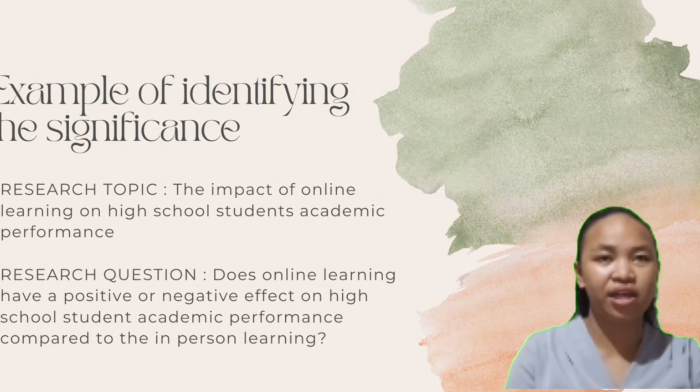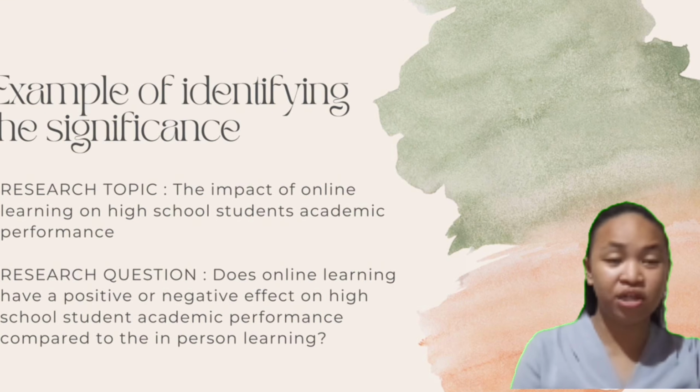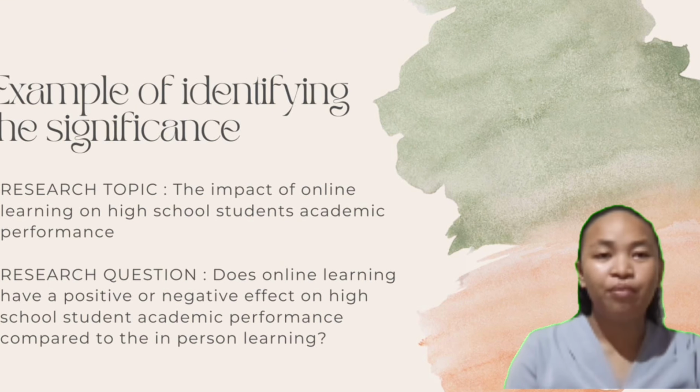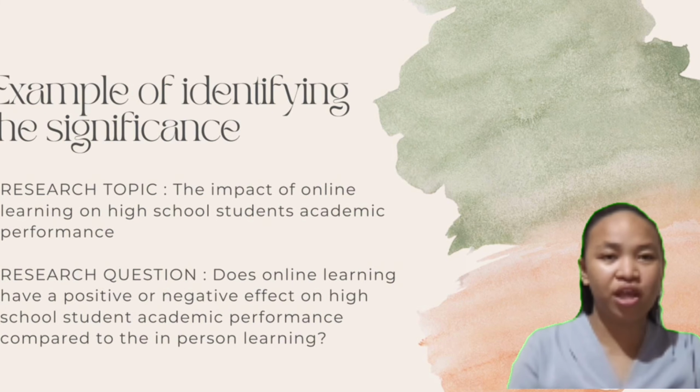We have here an example of a research topic entitled The Impact of Online Learning on High School Student Academic Performance. In that topic, the question is, does online learning have a positive or negative effect on high school student academic performance compared to in-person learning? In that example, we can easily identify the significance because it already provides a clear justification and also demonstrates the significance.